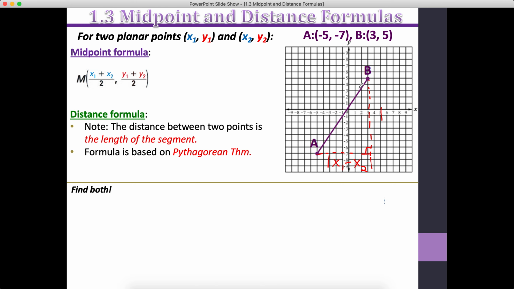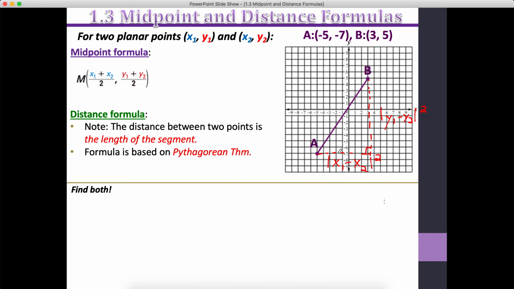Same thing with the y's. This vertical leg is going to be y1 minus y2, and then its absolute value. I could have done y2 minus y1 if you're thinking like slope. That's fine. But remember, the absolute value of the difference is going to come out to the same thing anyway. So that's that. So imagine now I square this quantity and I square this quantity.